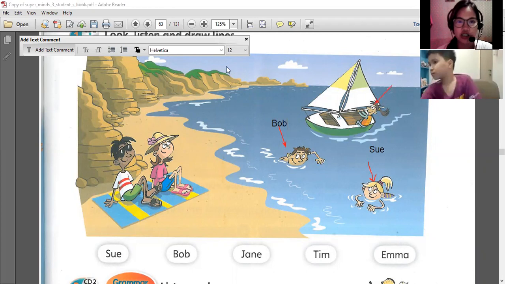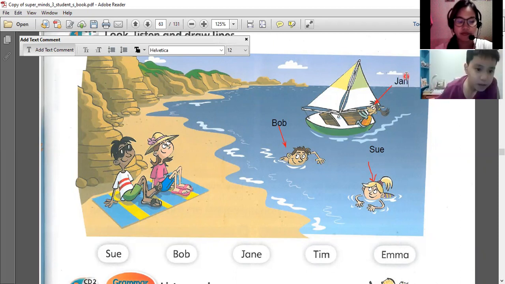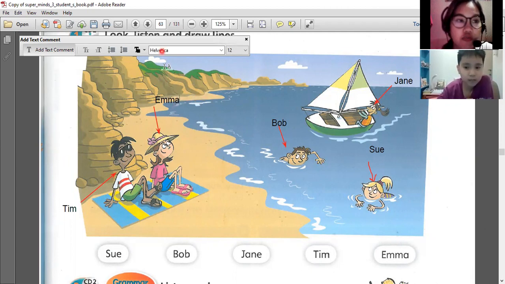She is Jane. How about Tim? Where is Tim? Next to Emma. Oh, this one. Okay. All right. So let's name him Tim and Emma. So we have now all the characters in this photo.